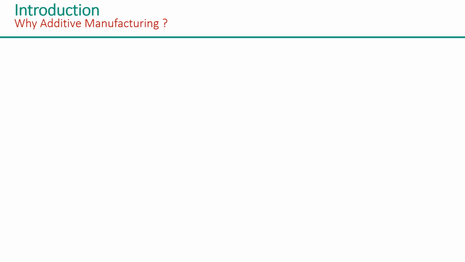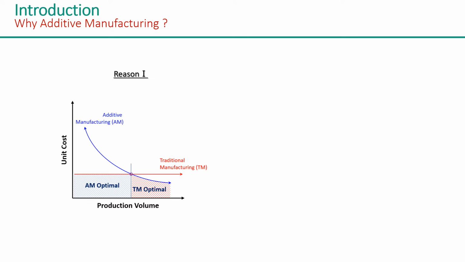So now, why is additive manufacturing needed? There are two reasons, if I say. The first reason is if the production volume is very limited. In that case, if we produce any component with the conventional approach, the production cost is very high. So if we look into this particular graph, we can see if the production volume is very low, then additive manufacturing is the technique which is preferable to produce.